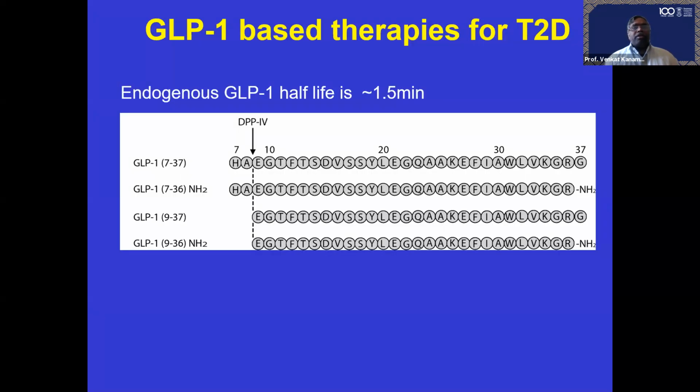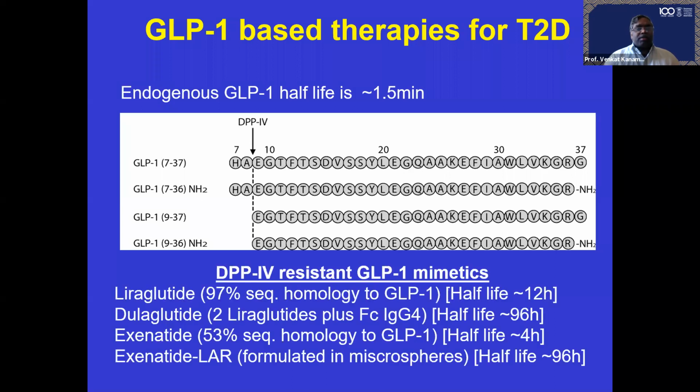If you look at the endogenous GLP-1 hormone, it has only a 1.5 minute half-life. This is because it exists in two isoforms, shown here, but it's broken down by dipeptidyl peptidase 4 into inactive metabolites, which no longer bind to the receptor and therefore cannot induce insulin secretion. So to overcome this problem, many companies developed peptidase-resistant GLP-1 mimetics.